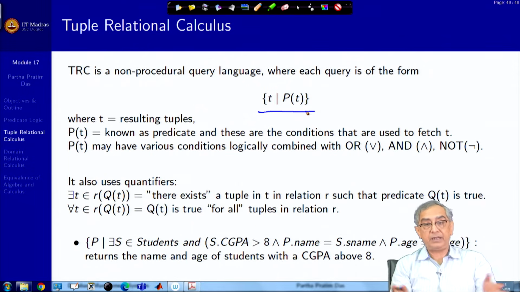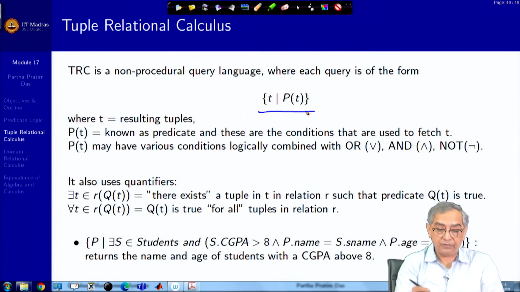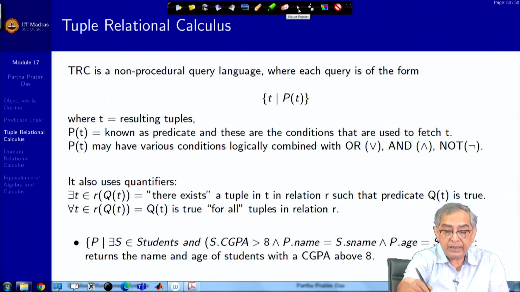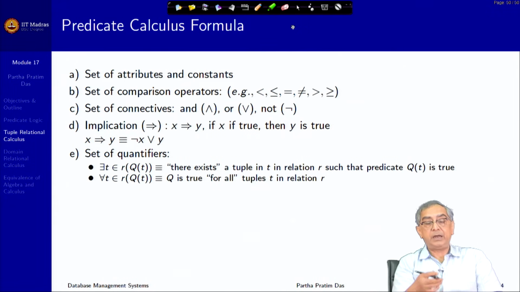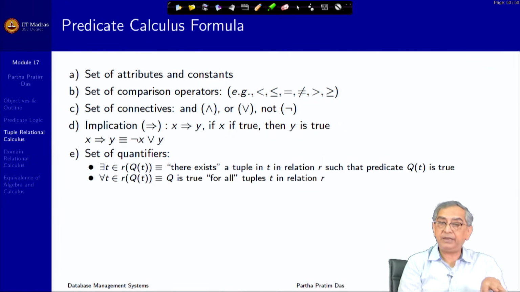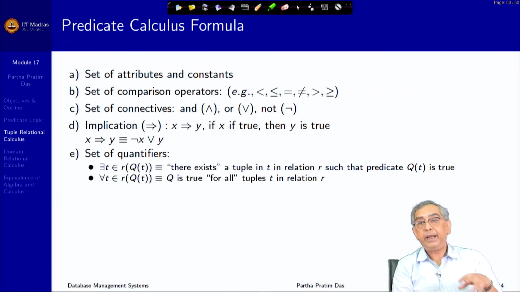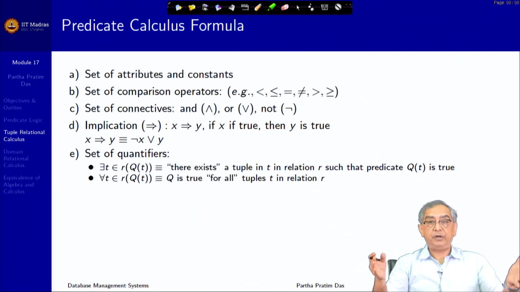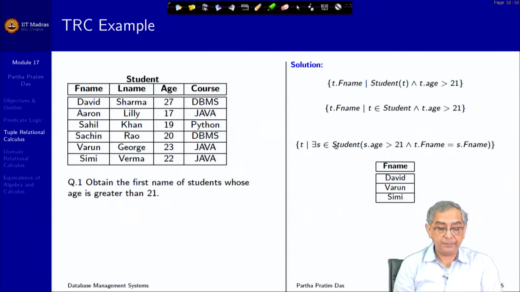And a predicate may have various conditions, combinations of and, or, not, it could have quantifiers and so forth. So that is the basic idea. These are the different components of the predicate calculus formula. Attributes, constants, comparison operators, connectives: and, or, not, implication, x implies y, which actually means not x or y, and quantification. So, these are the possible formulas for the tuple relational calculus.